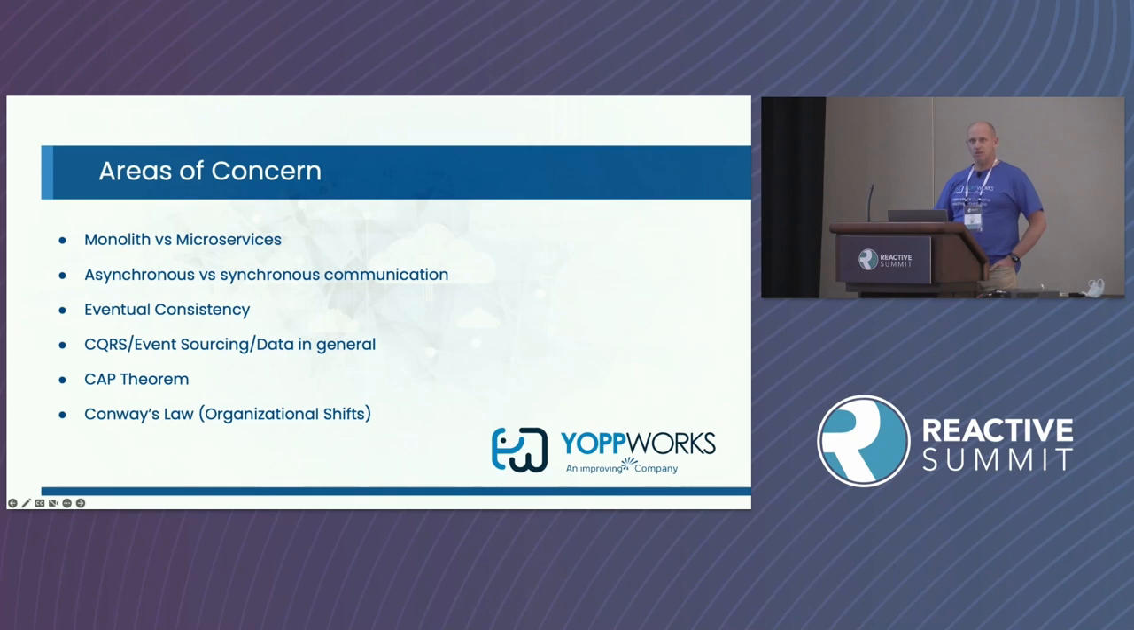Eventual consistency. When you're talking eventual consistency, are you talking about milliseconds, seconds, minutes, hours, days, weeks? We don't know. It's eventual, right? That scares them when you start talking about the possibility of eventual consistency. Data in general, the way that you model data inside of a reactive architecture is quite different than you would in a traditional relational database.